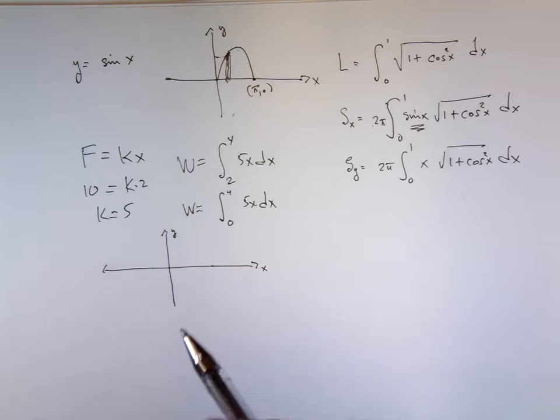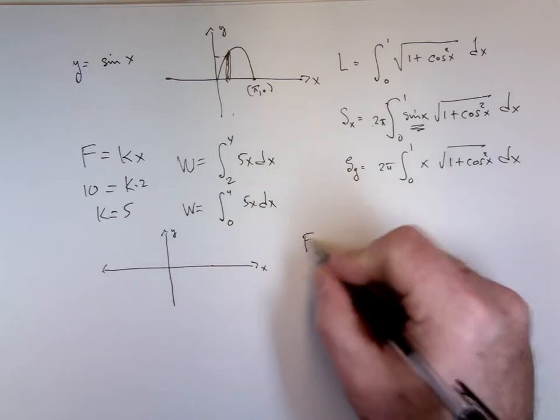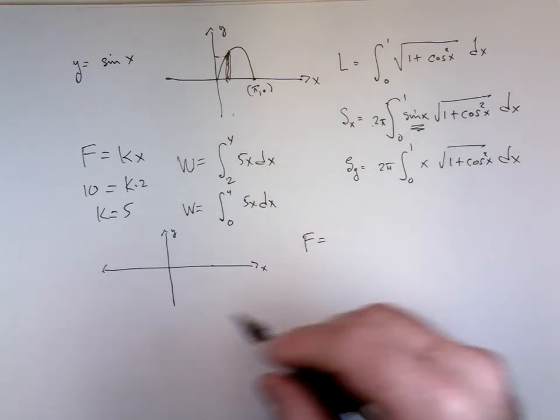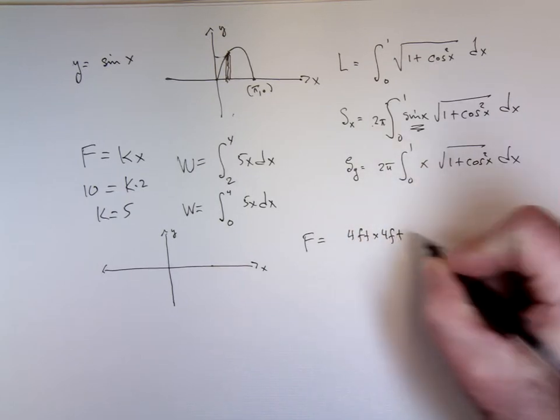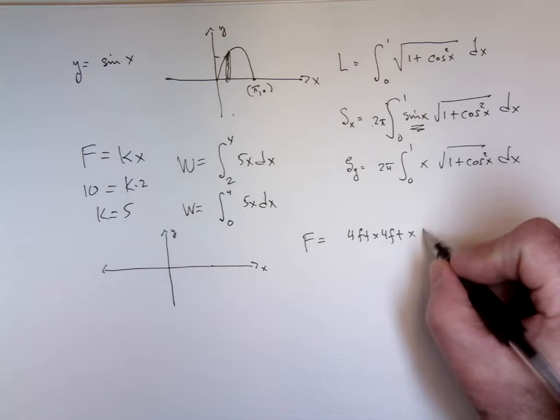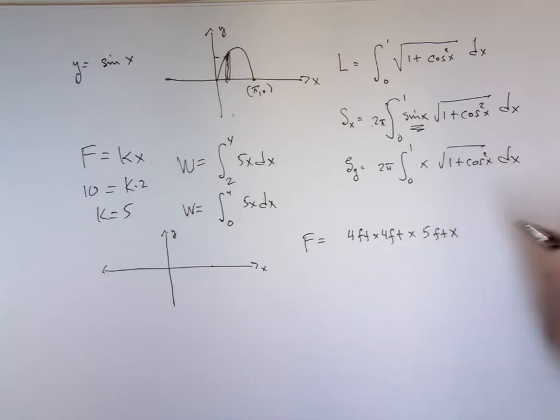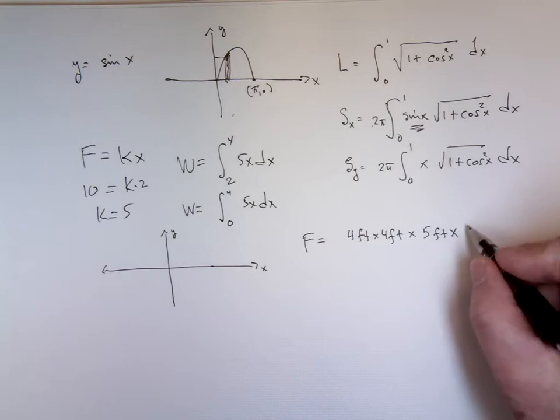A 4 by 4 rectangle is placed in a medium with a density of 60 pounds per cubic foot. If it's a horizontal orientation, like the desk, then the amount of force on that desk, 5 feet below the surface of the water, is going to be equal to the area, 4 feet by 4 feet, times the depth, 5 feet, times the density of the water, or medium, whatever it is.